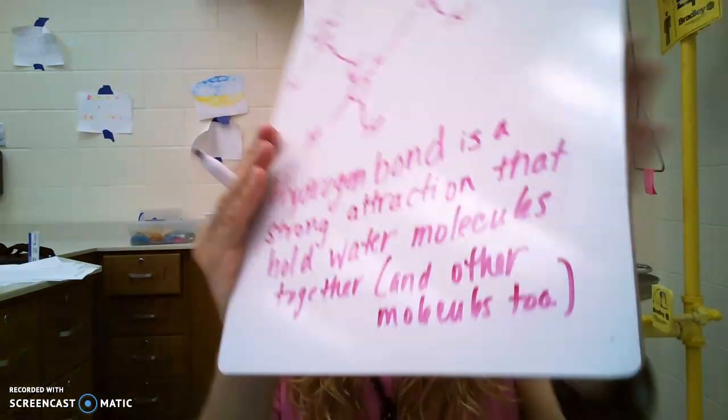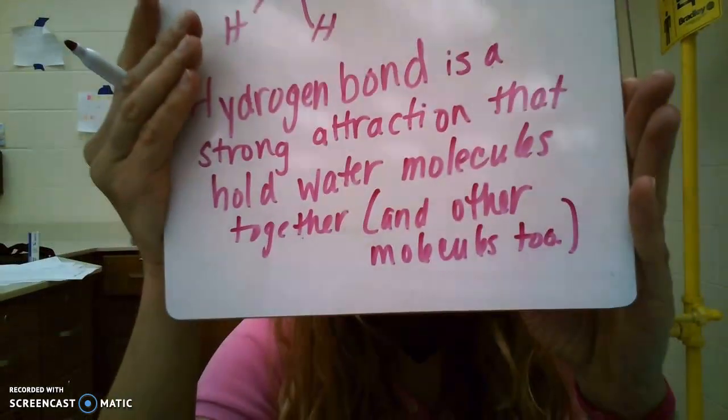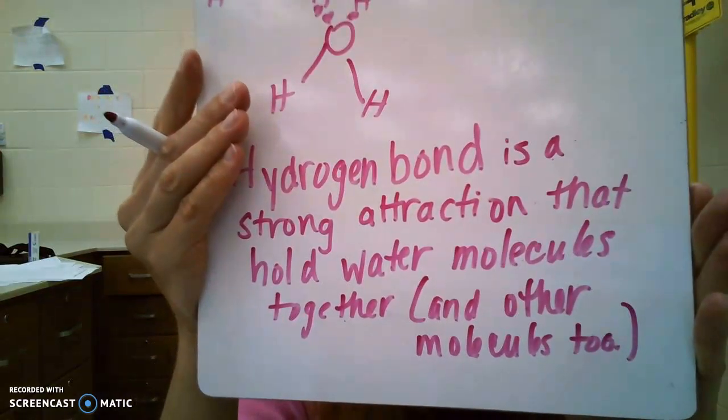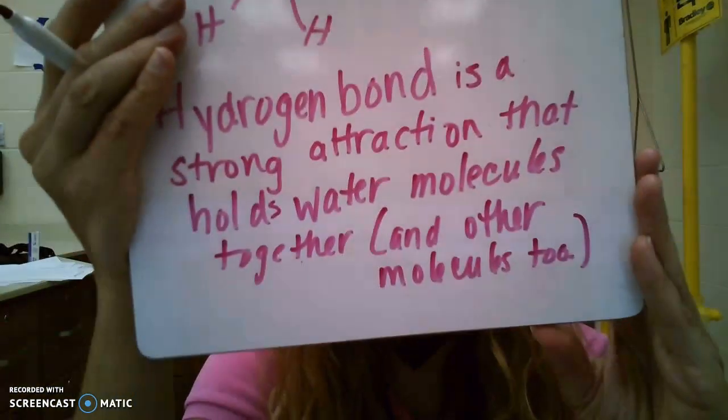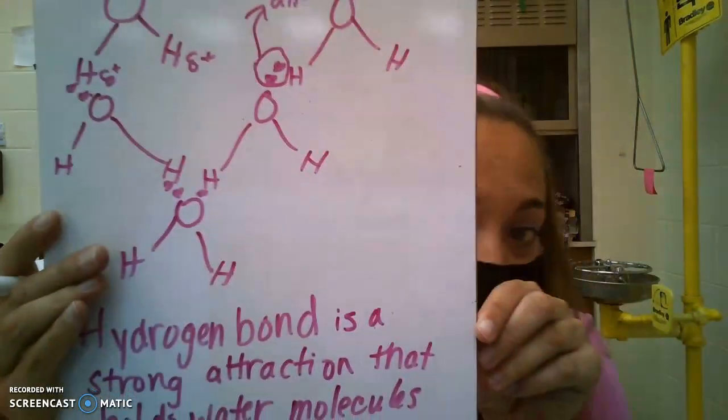So the key is, all right, a hydrogen bond is a strong attraction that holds water molecules together and other molecules too. I always leave something out, right? So it's just a really, really strong attraction, but there's actually no transfer of electrons and no sharing of electrons. It's just an attraction like a magnet. So that's the story of water.